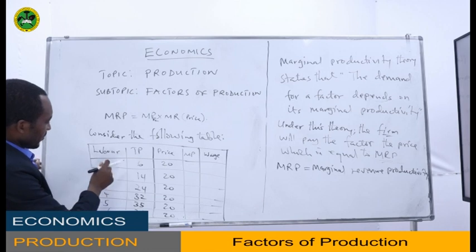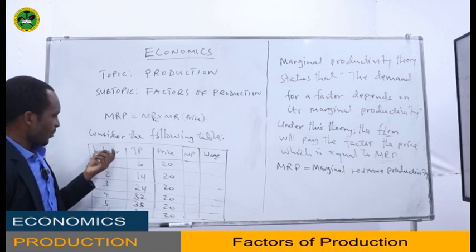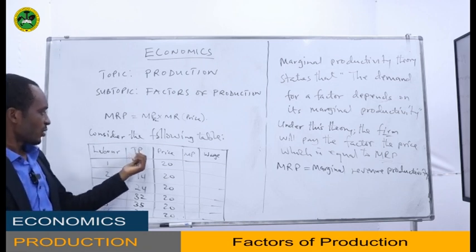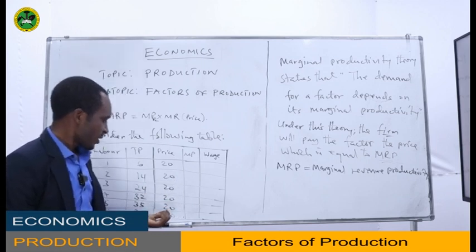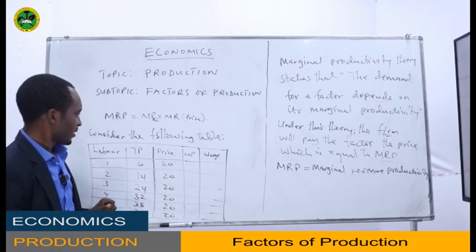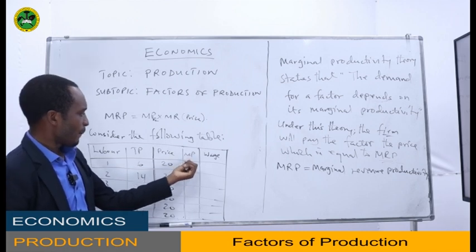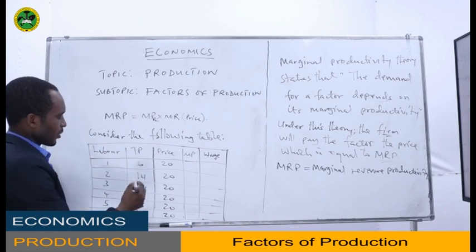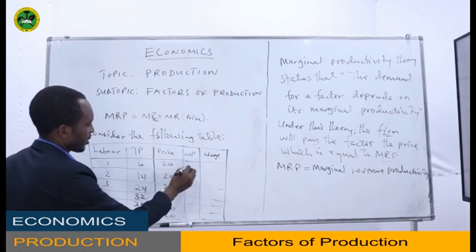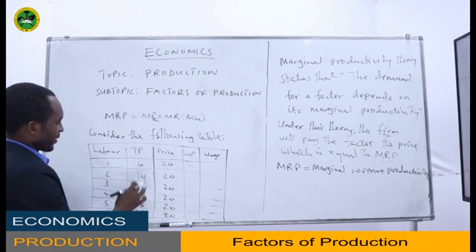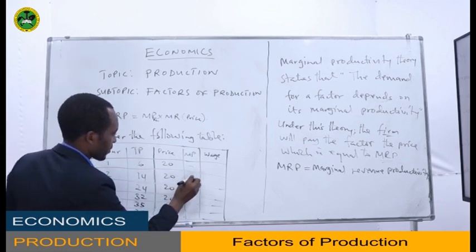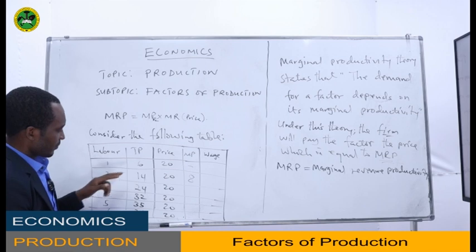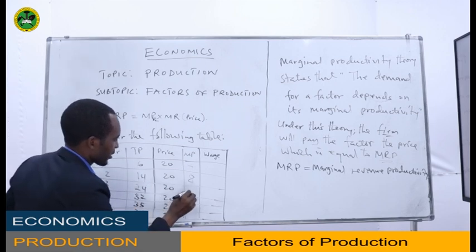So now let us assume this is the number of labor, the factor of production which we employ, and this is the total product of labor, and this is the price of this product, and MP is the marginal product, which is the change in total product. So here it will be dash. When we find the difference here, it will be 8. And here, when we take the changes, it will be 10.